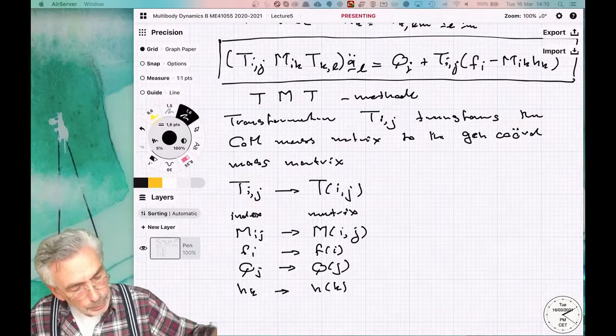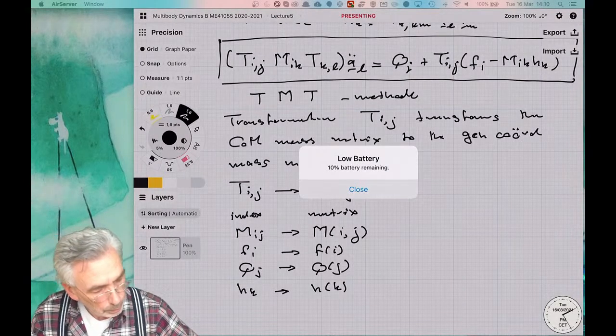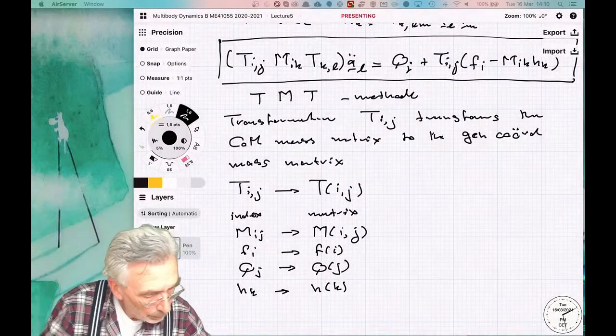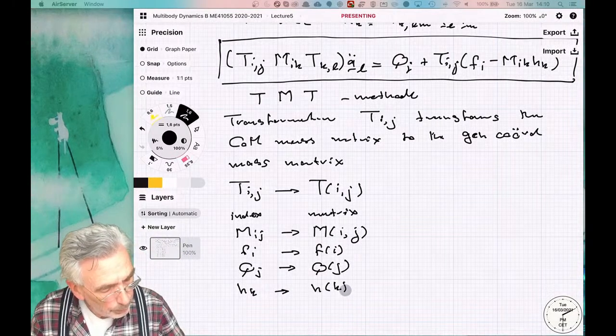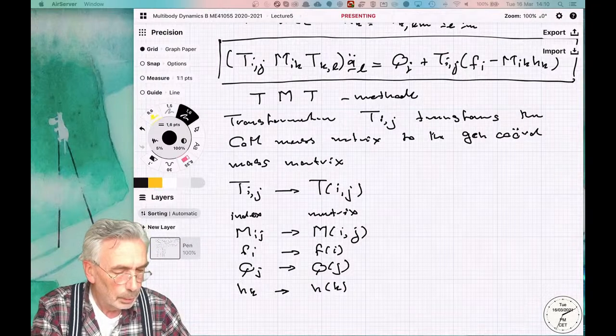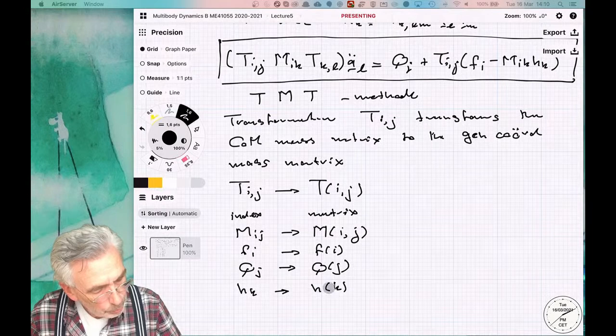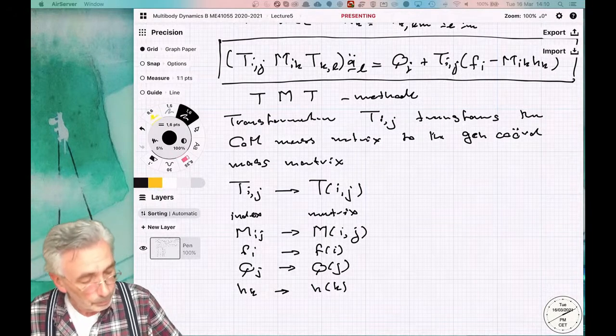So now I have clearly defined from my index notation, what is it, low battery? I have to charge a little bit, one second. From my index notation to my vector notation.